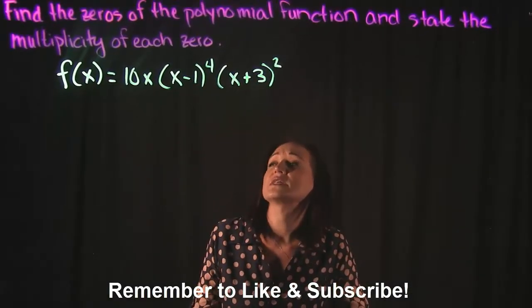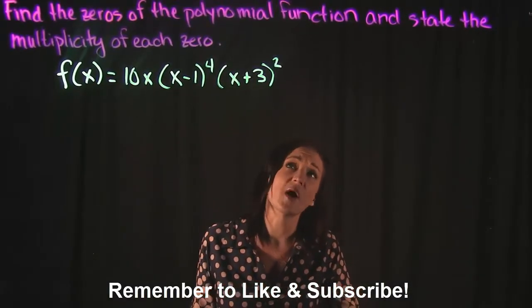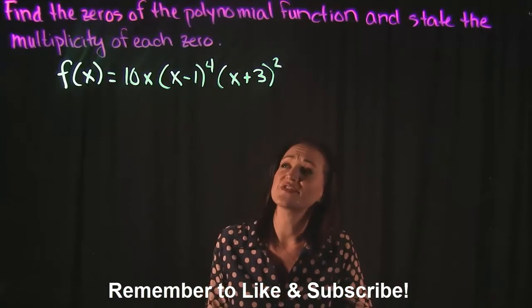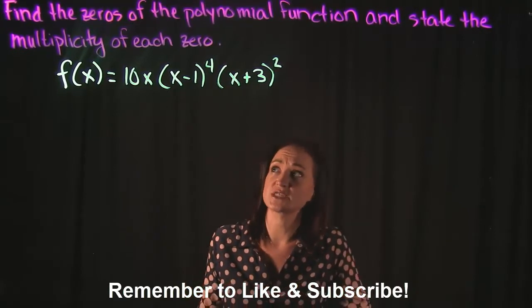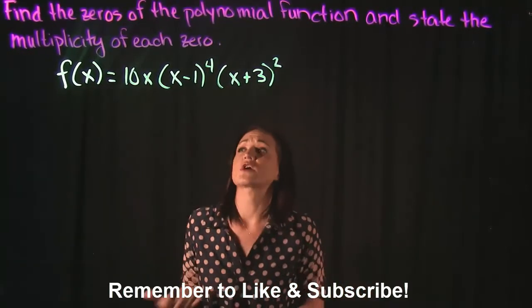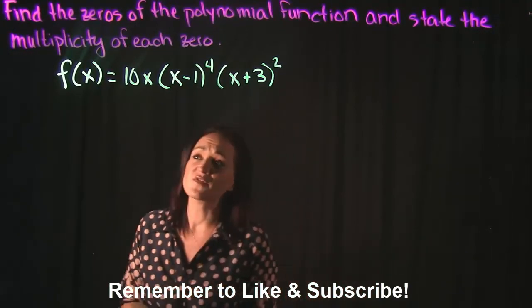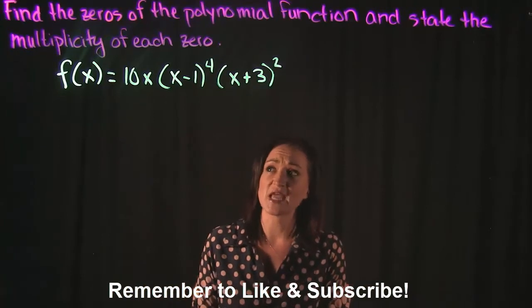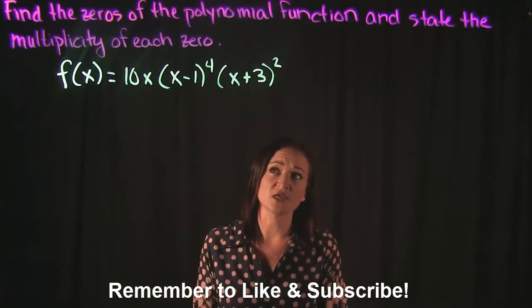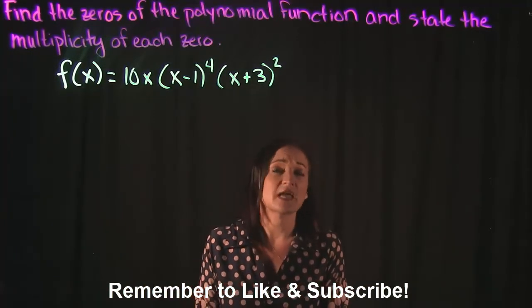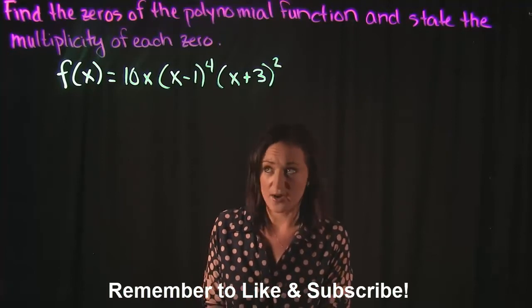So for this video, it says to find the zeros of the polynomial function and state the multiplicity of each zero. So first let's start with finding the zeros of this function here. So we have the function f of x is equal to 10x times (x minus 1) to the fourth power times (x plus 3) squared.